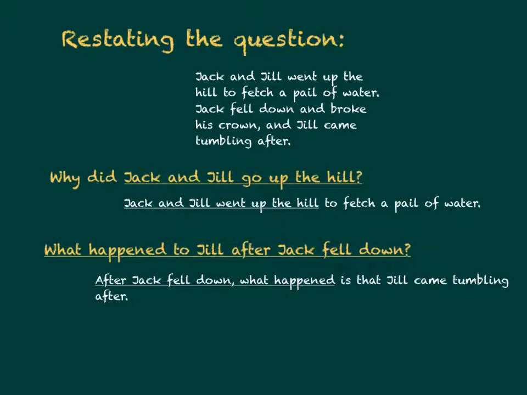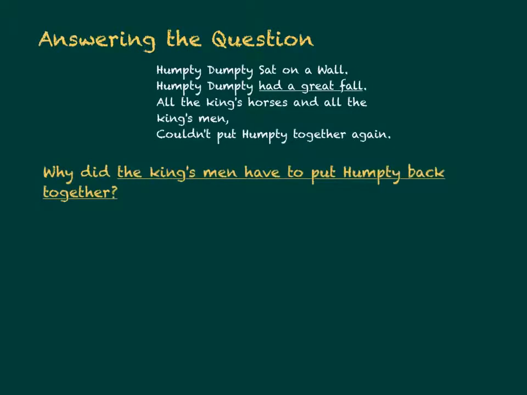In this new response, you can see that just about all of the question is restated in the answer. After Jack fell down, what happened is that Jill came tumbling after. Next, we're going to review answering the question.